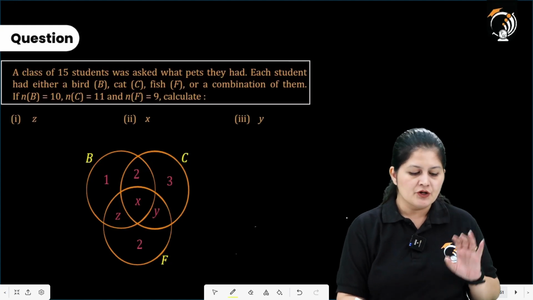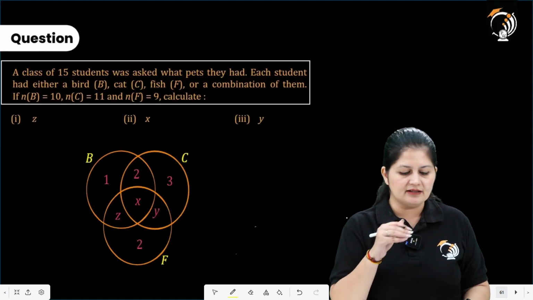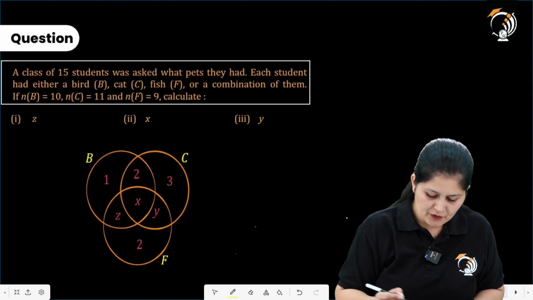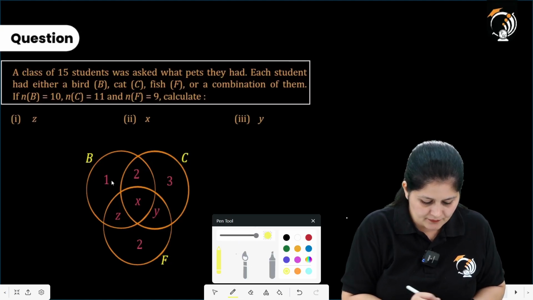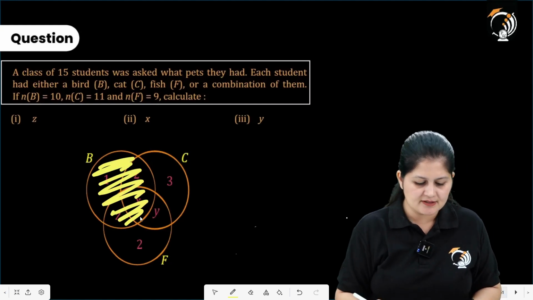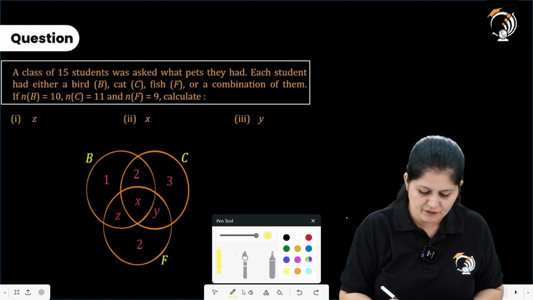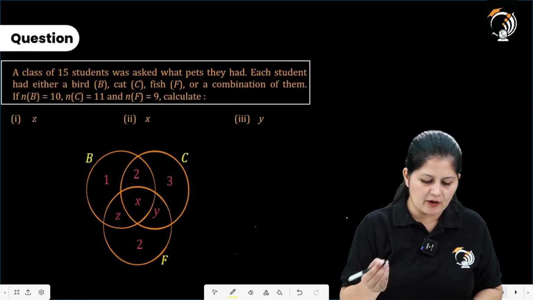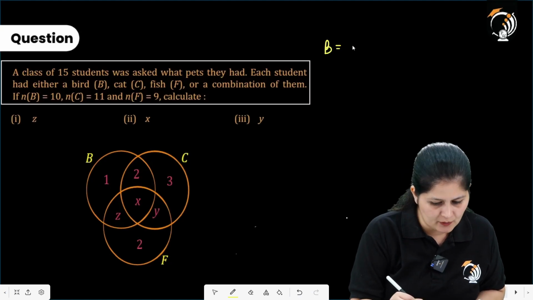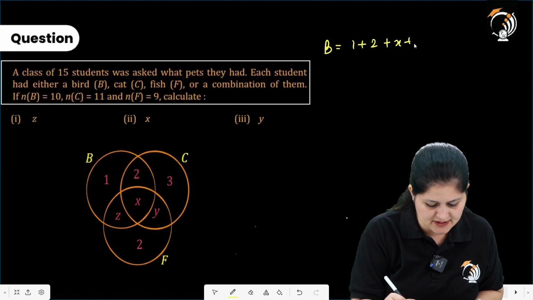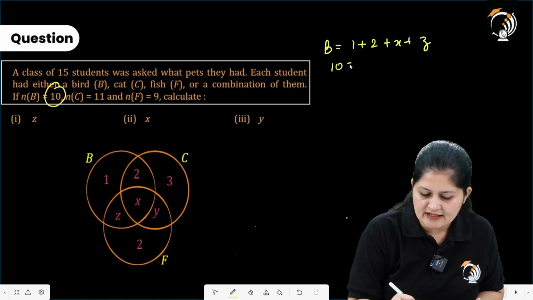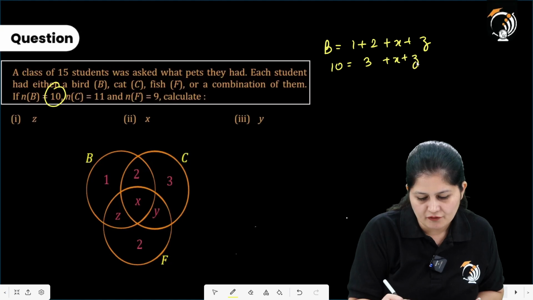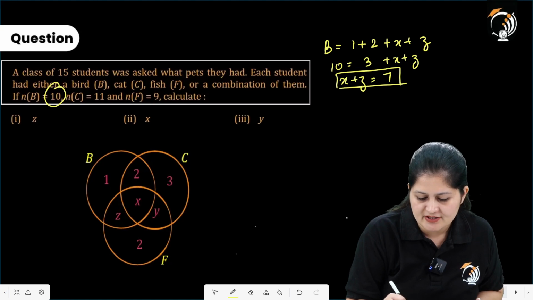How are we going to do it? Firstly, let me write the equation for birds. This is the region for birds, right? I'm just removing it, it was just for your understanding. So for birds, it is going to be birds is equal to 1 plus 2 plus x plus z. Clearly the number of birds given in the question is 10. So 10 is equal to 3 plus x plus z. So we have got the first equation as x plus z is equal to 7.